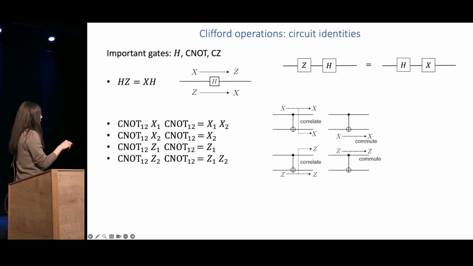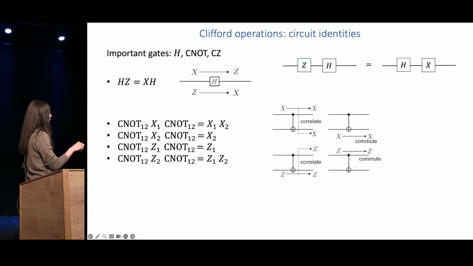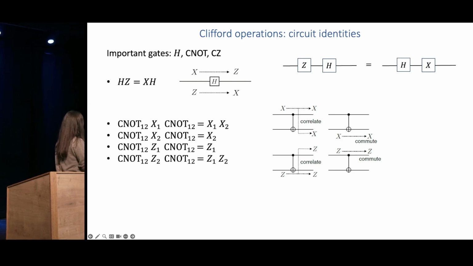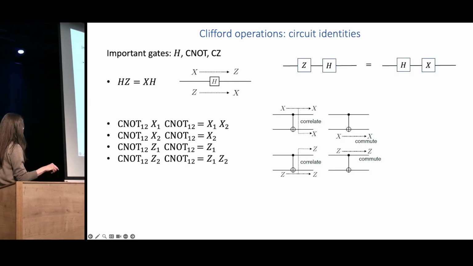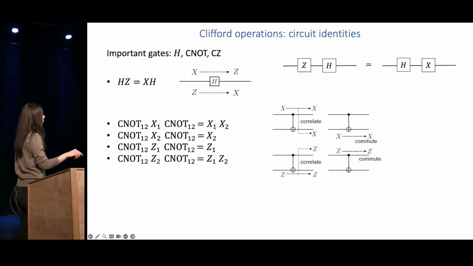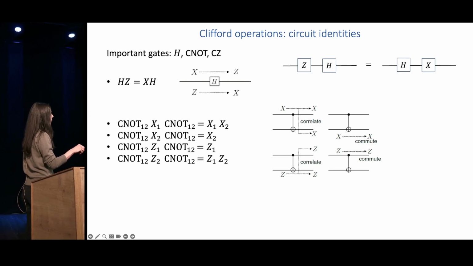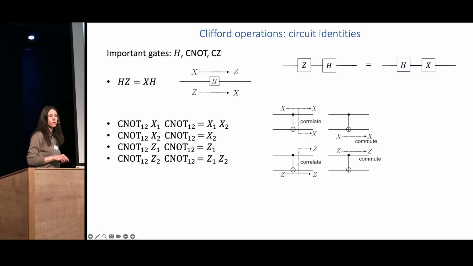Here's another identity. Here I have, again, the same CNOT. Control is 1, target is 2. But now I have an X on 2. Here nothing happens. This just propagates right through because X on 2 commutes with CNOT. If I sandwich Z on 1, I get this, right? The error commutes through. And if I sandwich Z on 2, then I get this correlated effect.